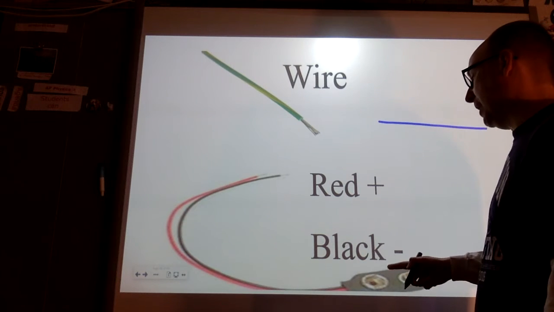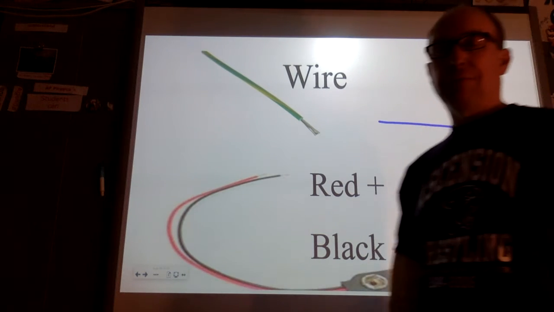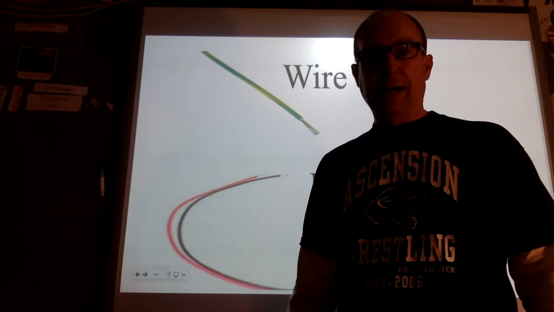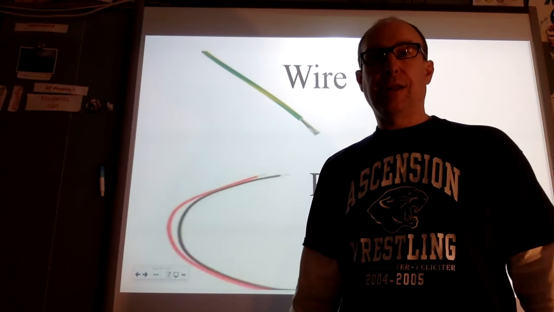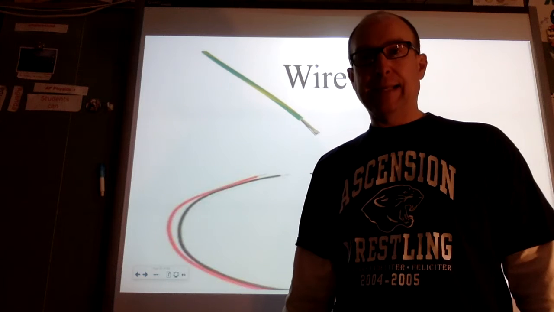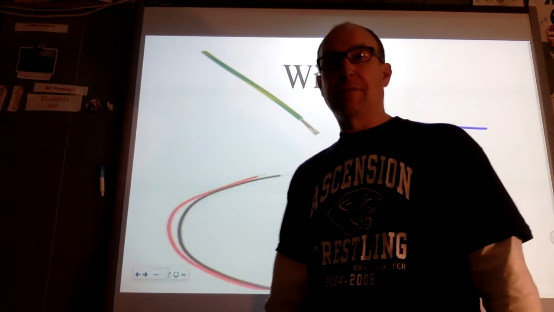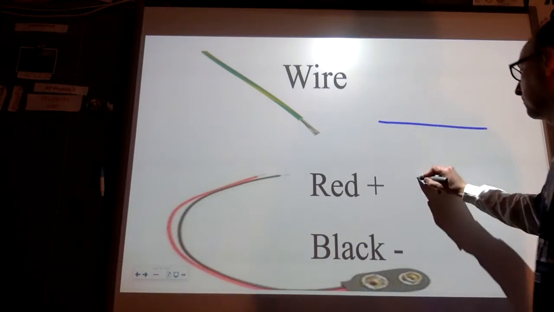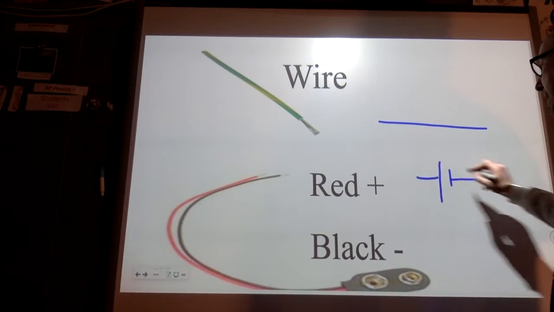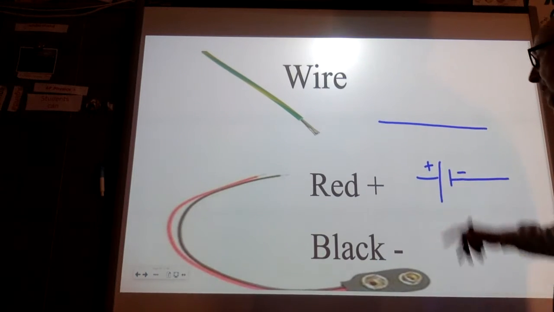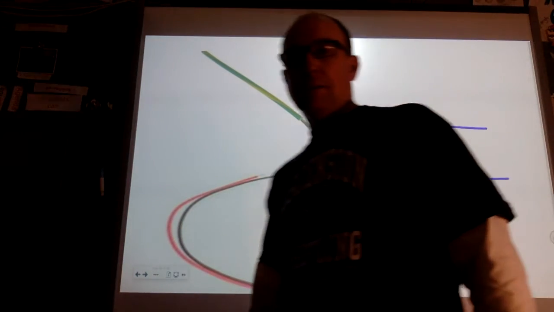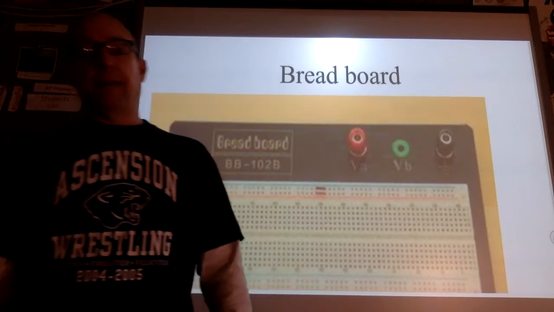We also have wires. For us, the symbol for a wire is just going to be a straight line. For our battery clips, and this is something that's good for the rest of your lives to remember, black is negative and red is positive in electronics. And again, we're going to say that the longer line is going to represent the positive side of the battery.